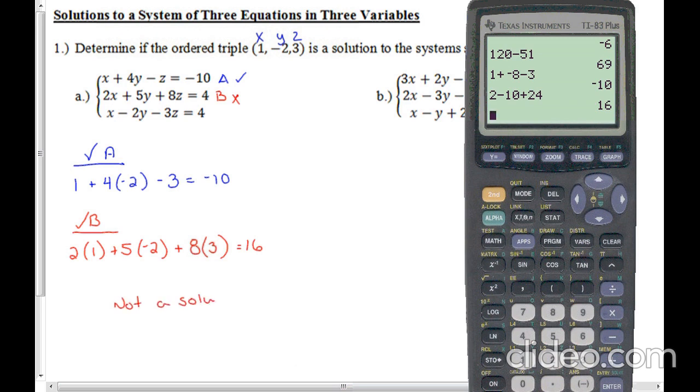Now, it did solve the first equation, but in order to be a solution for the system, it has to be a solution for all of the equations in the system.